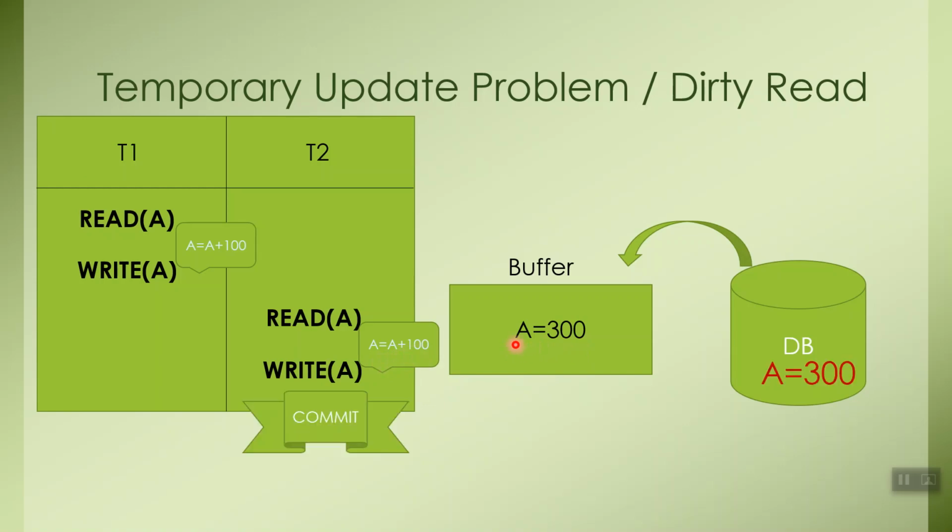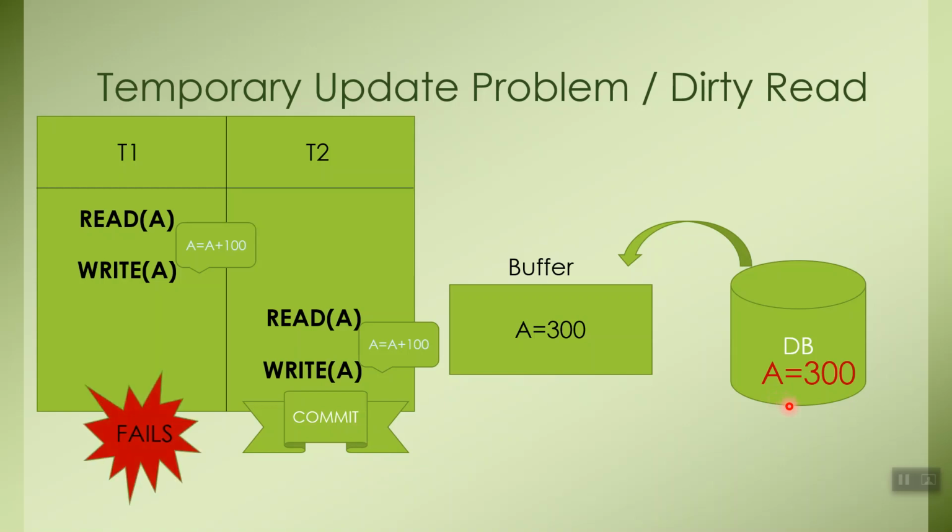After that, T2 commits its operation. Due to this commit statement, the value of A, which was updated in the buffer, is now reflected in the database, or is now saved into the database. So A equal to 300. Now T1 is still executing. The context switch happened in between, T2 got the chance for execution, T2 has completed its execution and has executed the commit statement. That means it has saved all the changes to the database.